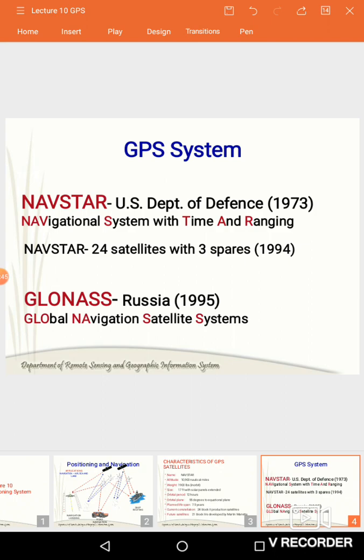Russia has the Global Navigation Satellite System. In India also, we have launched the Indian Regional Navigational Satellite System in the year 1947.